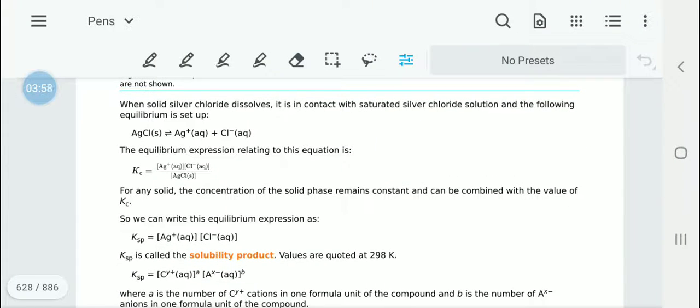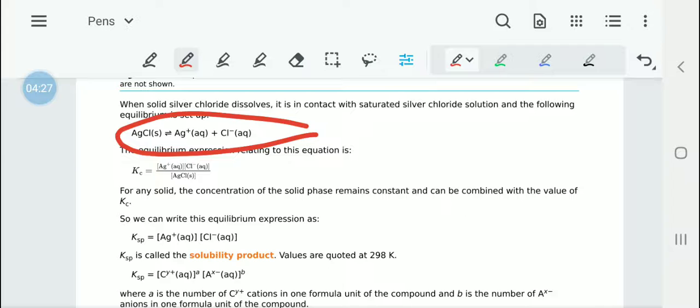So what happens is AgCl is going to be dissociated into Ag plus and Cl minus. Then Ag plus and Cl minus will join back again to produce AgCl in the solid. Right. Then in the saturated solution, you will have an equilibrium: AgCl solid, Ag plus, Cl minus. So this equation, this is the equilibrium.